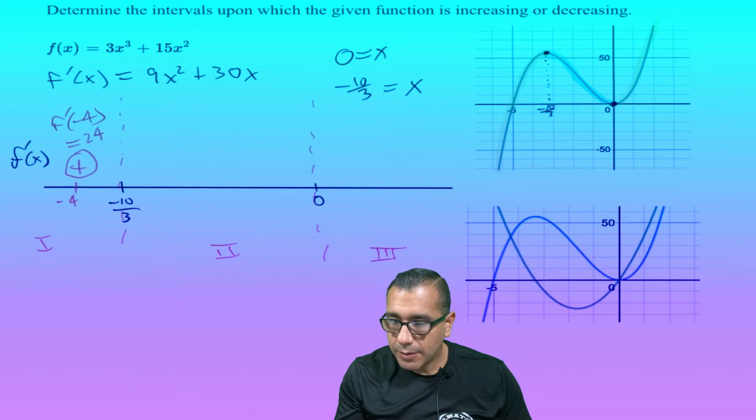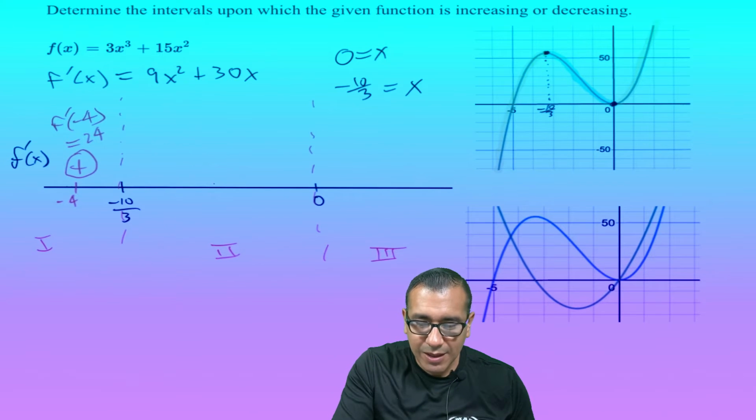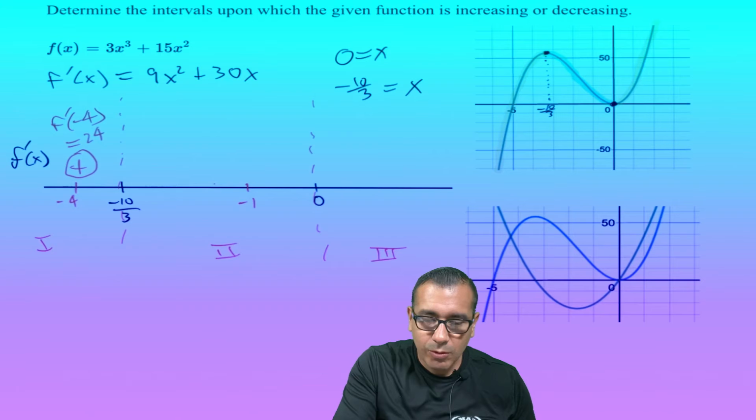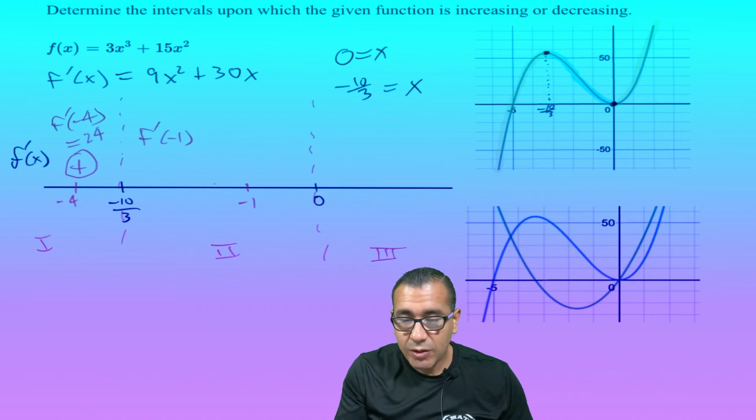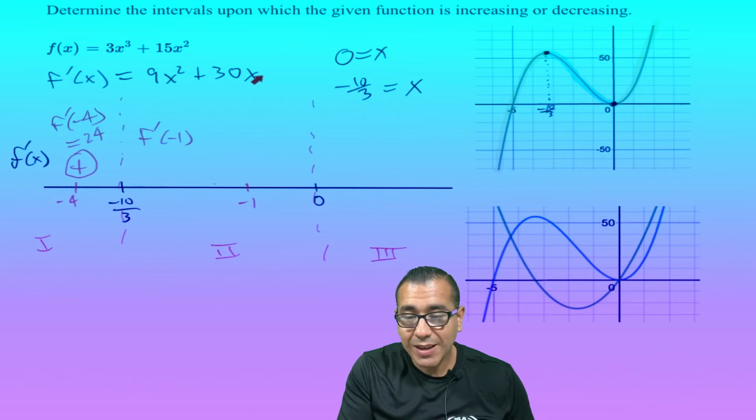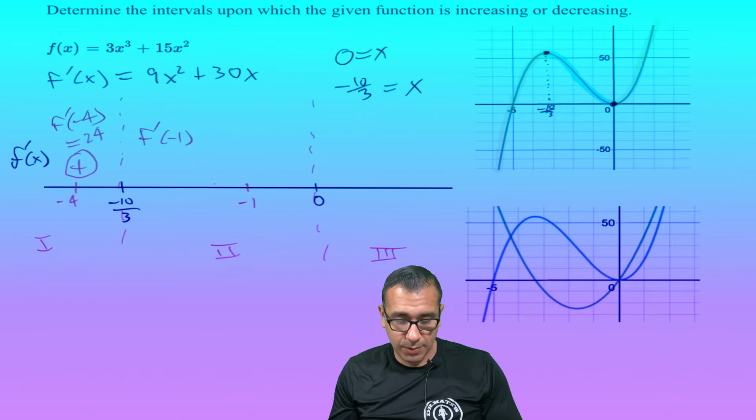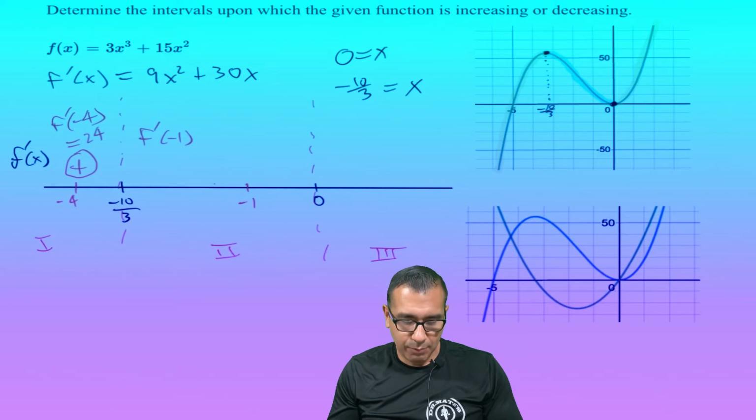Let's pick another number, all right? Let's go ahead and plug in -1. So we're going to find f prime of -1. So wherever you see an x here, we're going to plug in -1. So do that with me, all right? So now we're going to plug in -1, and get that practice in there with me. Make sure you know how to use your technology.